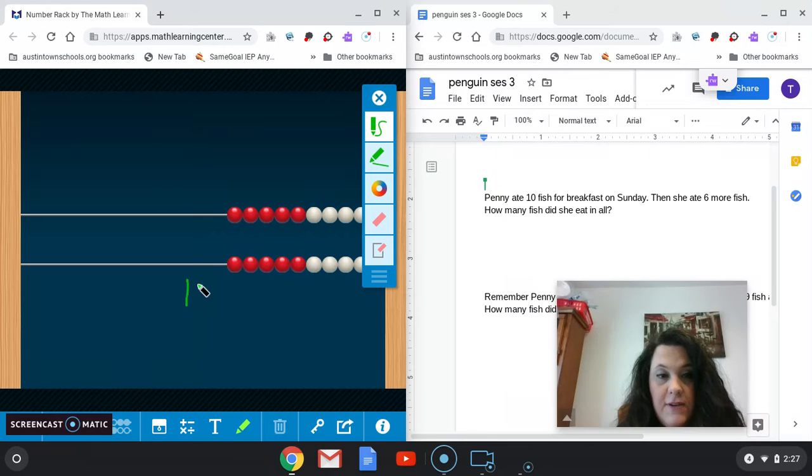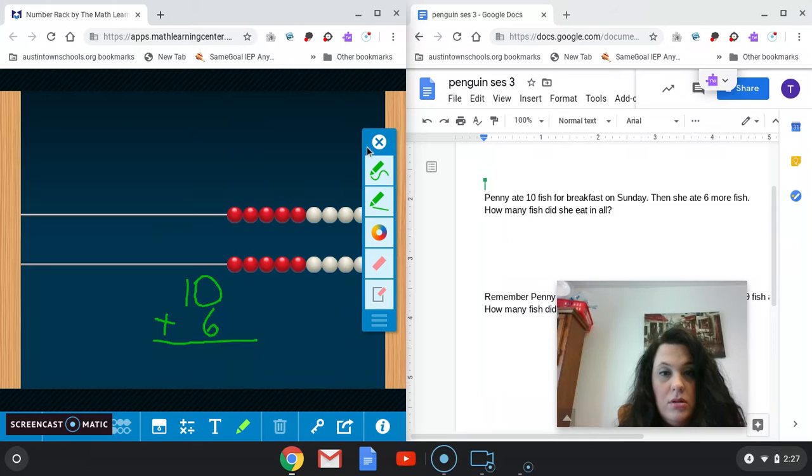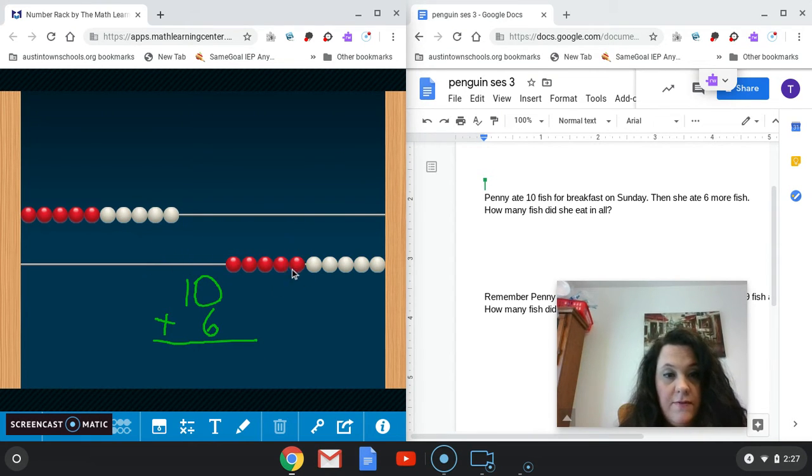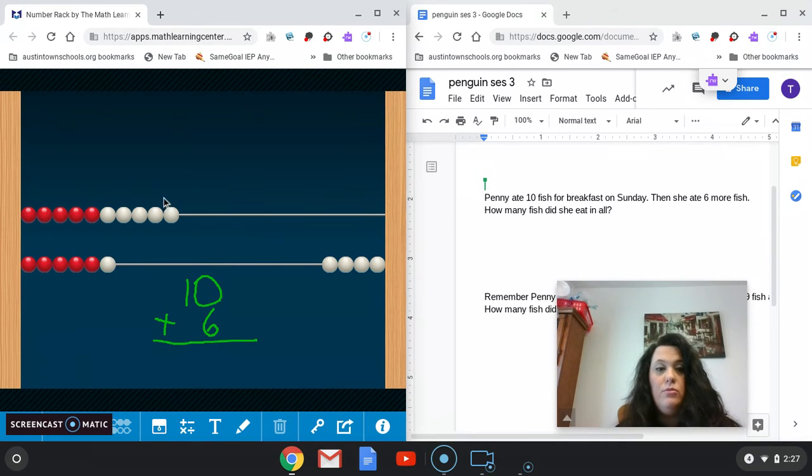She had 10 fish plus 6 more, and they want to know how many she ate in all. So let's go to our number rack here. We have 10 plus how many more? Well, we know this is 5, 6. Okay, so I'm going to move those over. Remember, we want to move our beads over in as little pushes as we can.